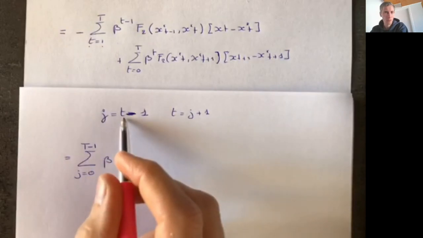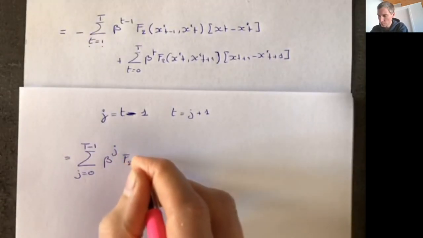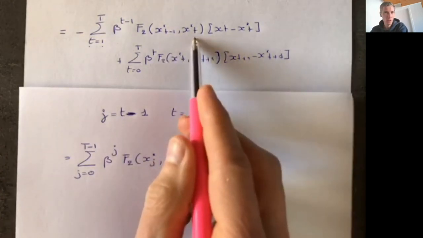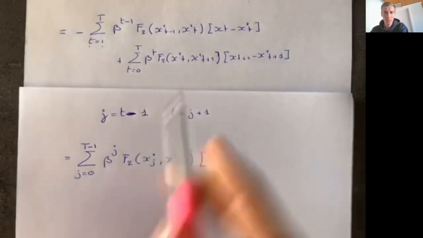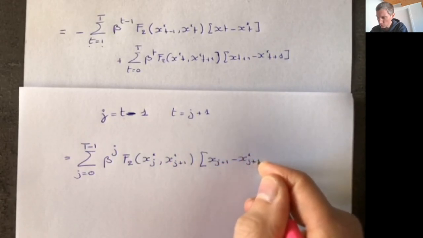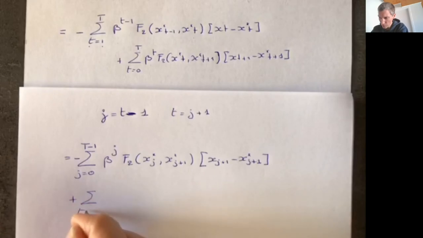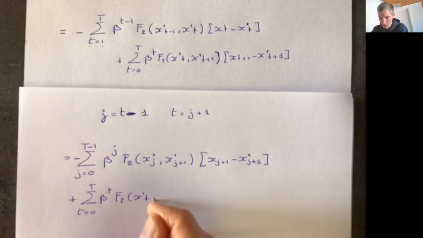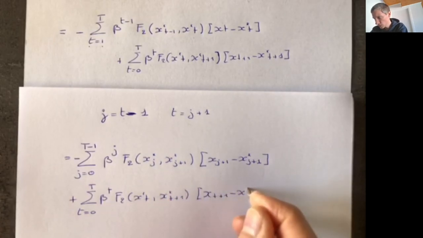Of beta, now t minus 1 is equal to j, so beta to the power j. And then f2 of x star t minus 1 is j, and t is j plus 1, so this is x star j plus 1. And then I'm left with x j plus 1 minus x star j plus 1. And I forgot the minus sign in front. And then I have a sum from t equal to 0 to T of beta to the power t f2 of x star t, x star t plus 1, times x t plus 1 minus x star t.